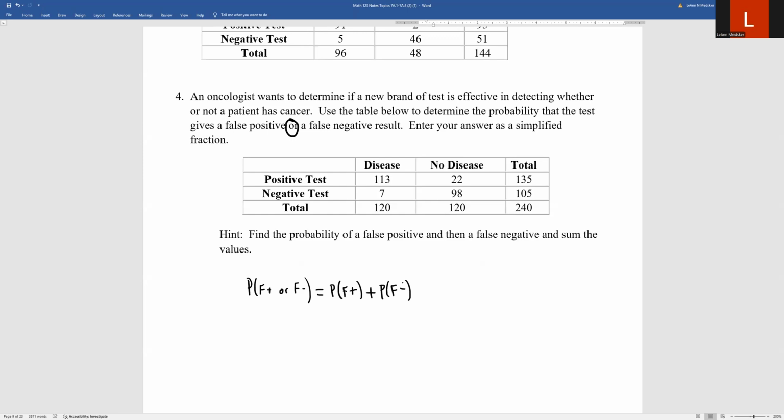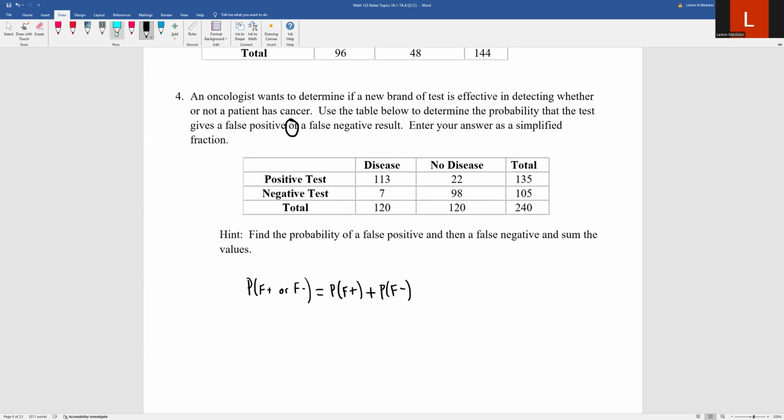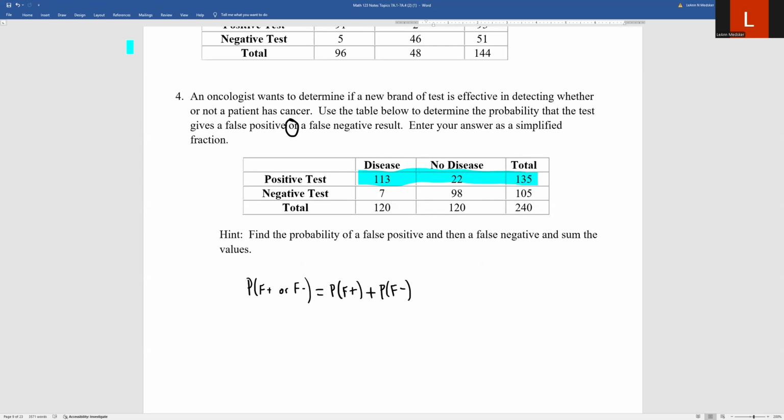So we have to remember how to get both of these. So for the false positive, I might use some highlighting for these. Let's see. For the false positive, you have to focus on just positive test results.